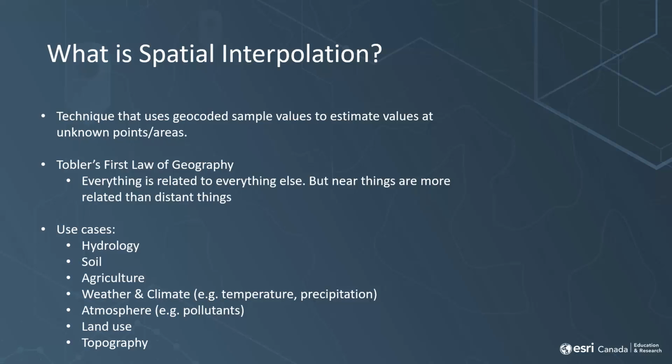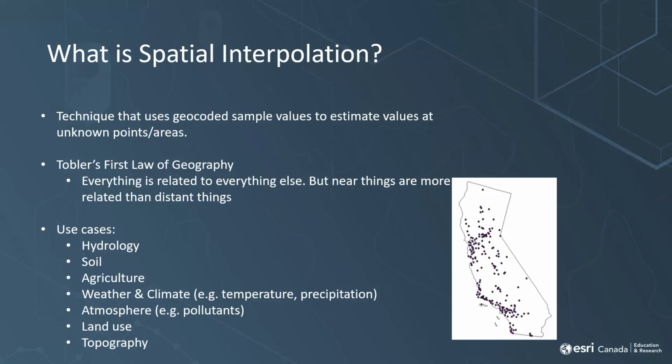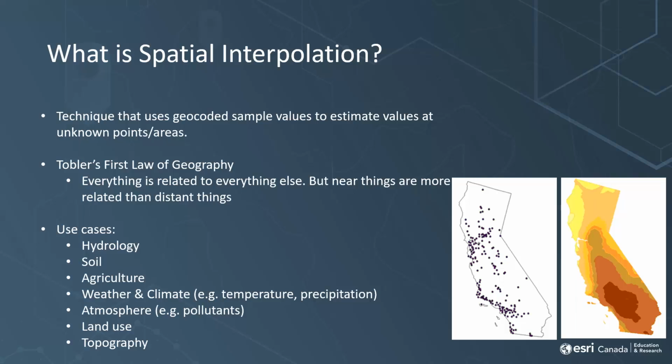Thus, we could say that spatial interpolation is widely used across disciplines. The most popular use cases are in the fields of hydrology, soil, agriculture, weather and climate, atmosphere, land use, and topography. Here we can see an image of sample points in California collecting ozone levels, and then the next image is interpolating those values to display all of California.